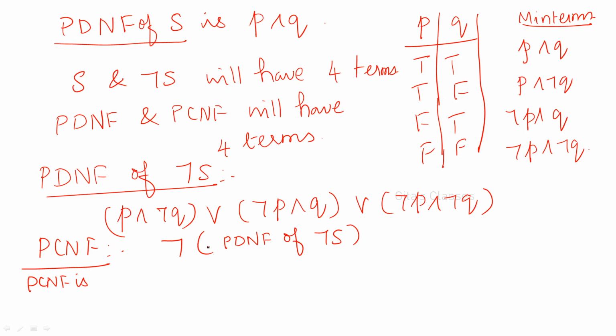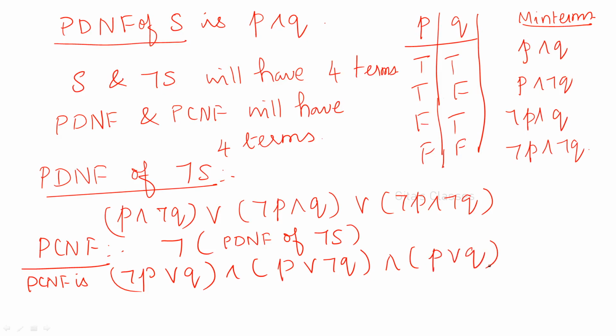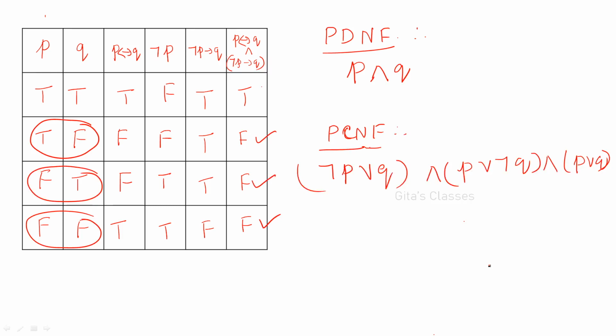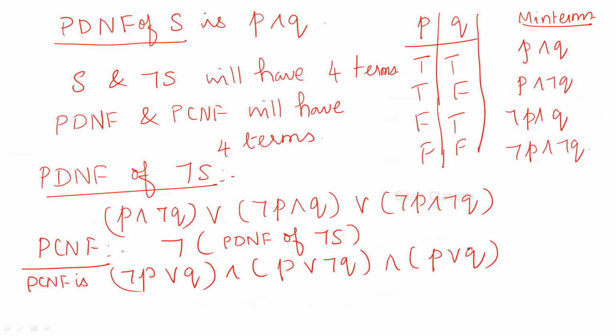Now you have to apply De Morgan's law. Wherever you have a variable, you take the negation; negation of a negation means you write the variable as it is. And AND will become OR. So negation of P or Q, and P or negation of Q, and P or Q. This is our PDNF, right? So this is what is PCNF.